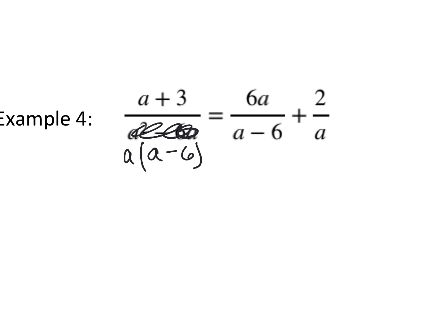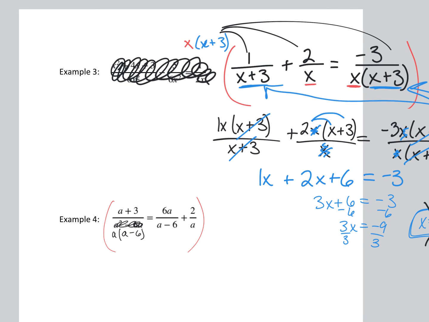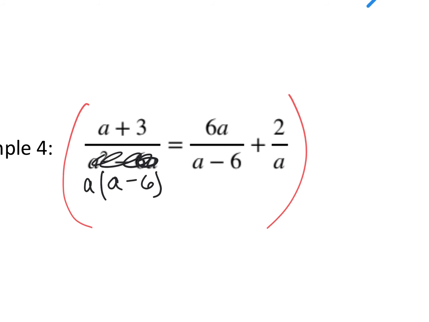Now do we see what the common denominator is going to be? A times a minus 6. Look up here. Okay, we had a binomial and that was the same monomial. We have the exact same thing here. Our monomial is a. Our binomial is a minus 6.